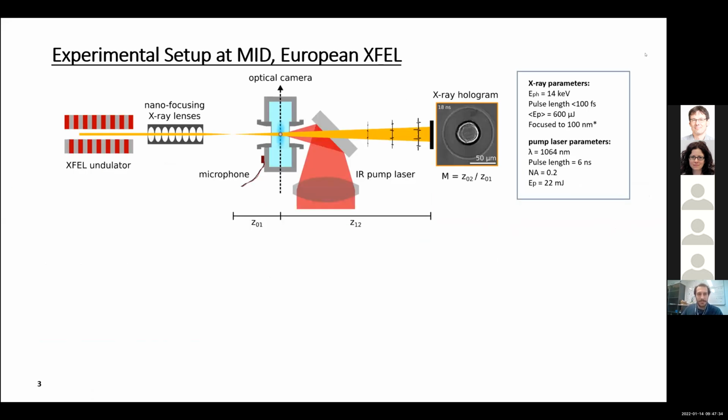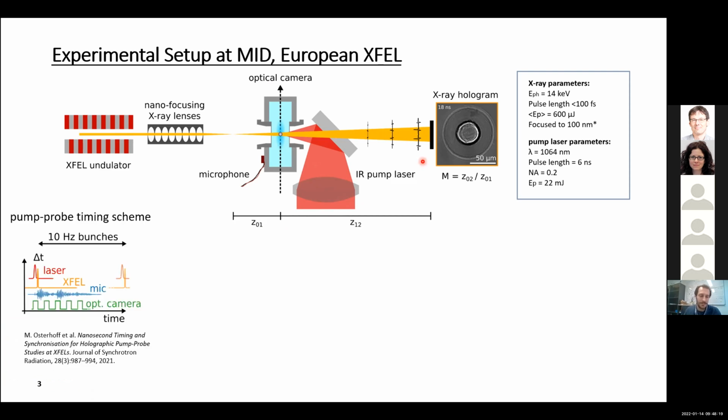So the experimental setup at the Materials Imaging and Dynamics beamline of the European XFEL looks basically like this. We focus the X-ray beam with nanofocusing X-ray lenses to create a divergent beam. And in the defocus, at some distance behind the focus, we generate the cavitation bubble inside the water chamber. Let me switch the marker here quickly. So here in the center, the cavitation bubble is seeded by the nanosecond optical pump laser. And the X-ray hologram is then formed by free space propagation and recorded with the detector at a distance of a few meters behind the interaction region.